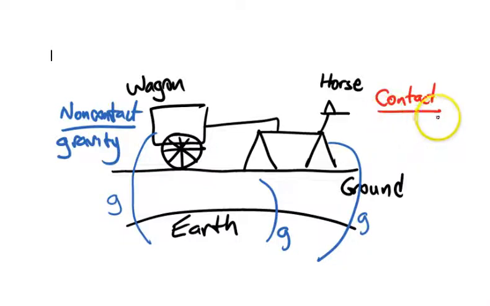Now I'm going to list my contact forces, and those are the forces that are involved with actually two objects touching. First, let me go through with tension. As I look in the system, the one matter of tension I can see is between the hitch of the wagon and the horse. There's a tension force.